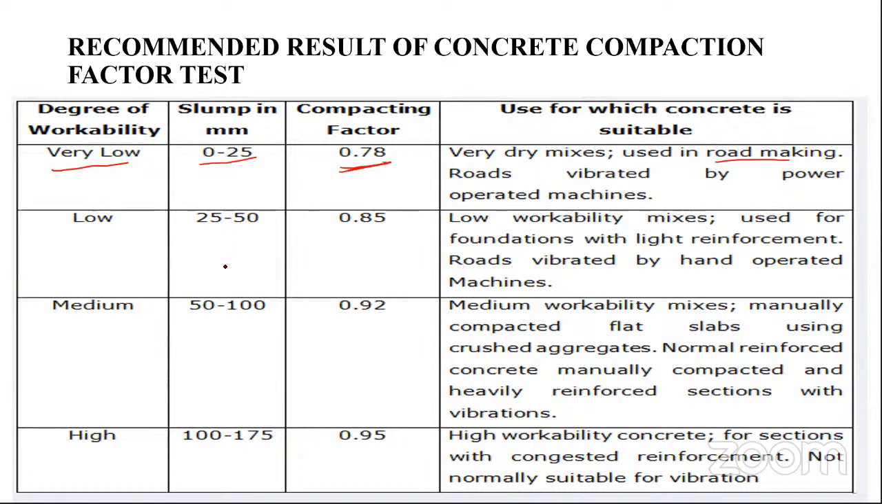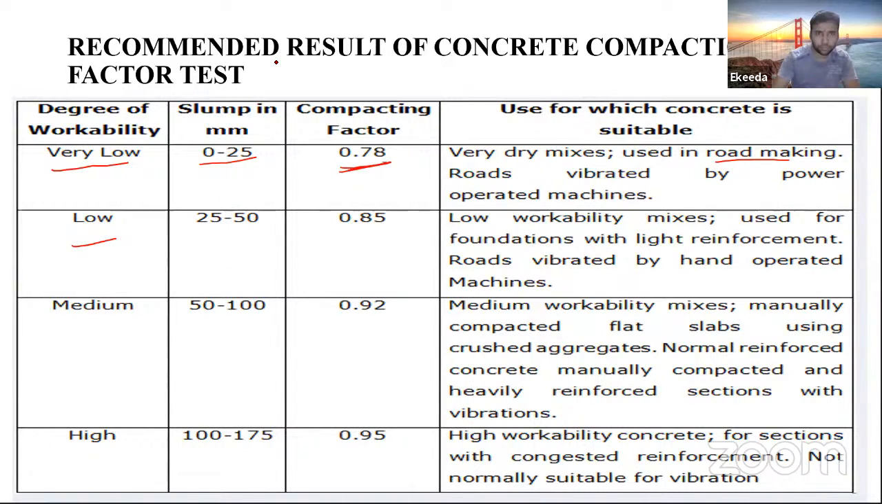Now for low workable concrete, the slump value generally lies between 25 to 50 mm, and its compaction factor value will be 0.85, which is on a slightly higher side. This type of concrete is generally used for foundation works with light reinforcement.